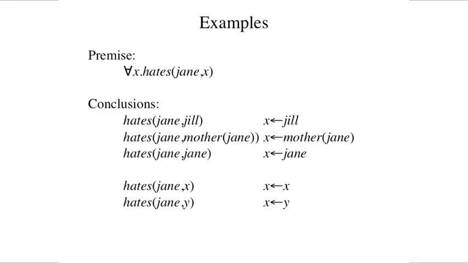But first, some examples. Consider the sentence, "For all x hates Jane x." From this premise, we can infer that Jane hates Jill, that is, hates Jane Jill. We can infer that Jane hates her mother. We can even infer that Jane hates herself. In addition, we can use universal elimination to create conclusions with free variables. For example, we can infer hates Jane x or hates Jane y.